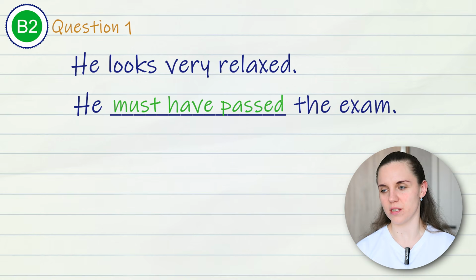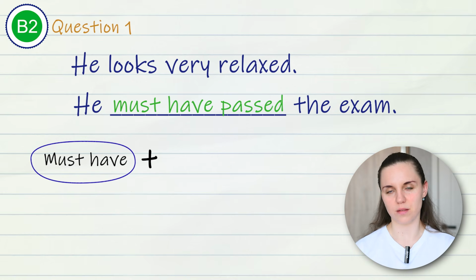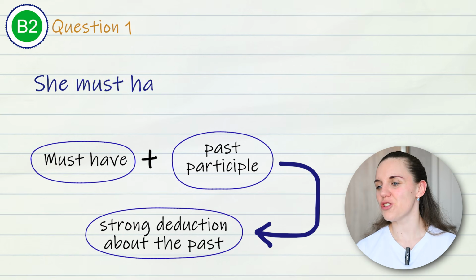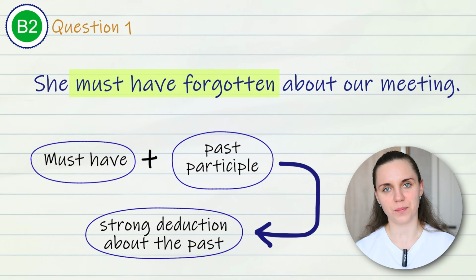The structure is very simple. Must have plus past participle, strong deduction about the past. For example, she must have forgotten about our meeting. Moving on. The second question.